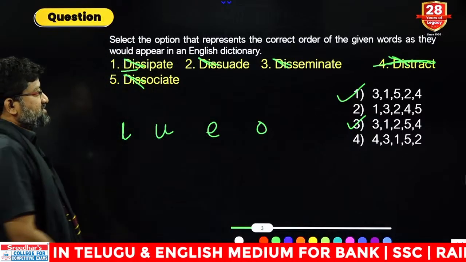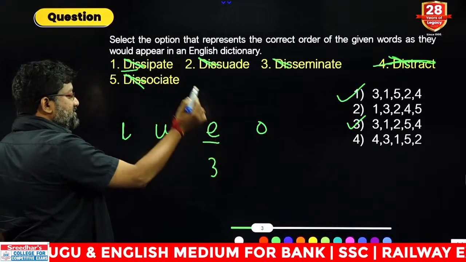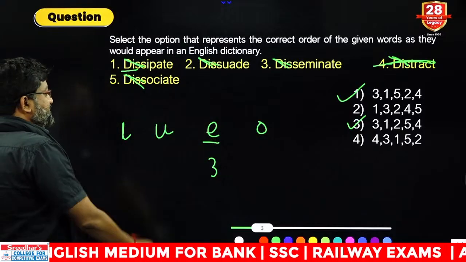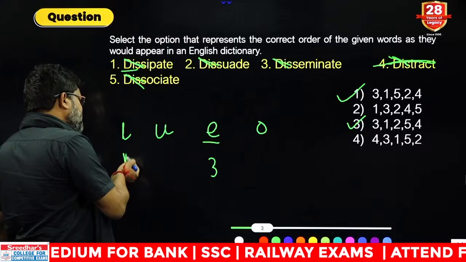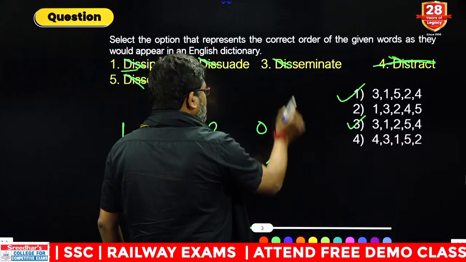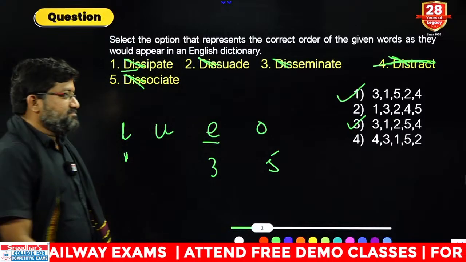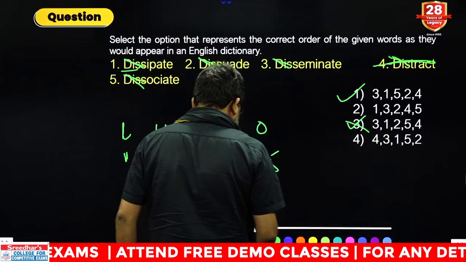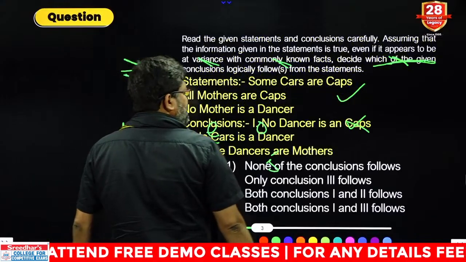What comes first? E. E is number 3. After E, it has to be I. It has to start with 3, 1, 5. Where is it? We have cut the first option, 17th.